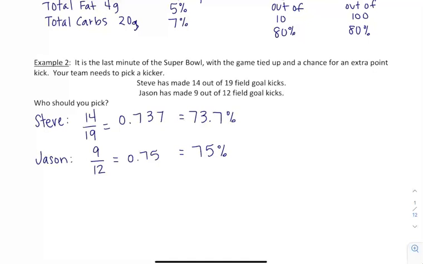Now, you may want to dig a little deeper and think about things like Steve has more experience or any of those other topics. But if you're just looking at who has the higher percentage, we would go with Jason. And this is a great example of how, when you have a different number of things that have happened, using percentages makes it a lot easier to do comparisons.